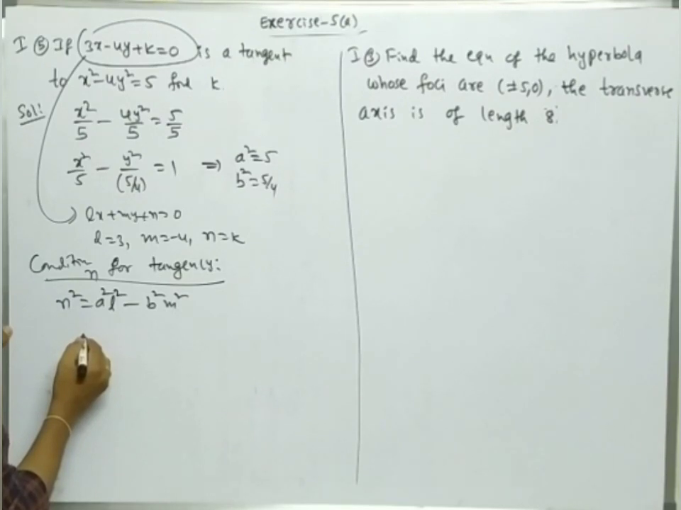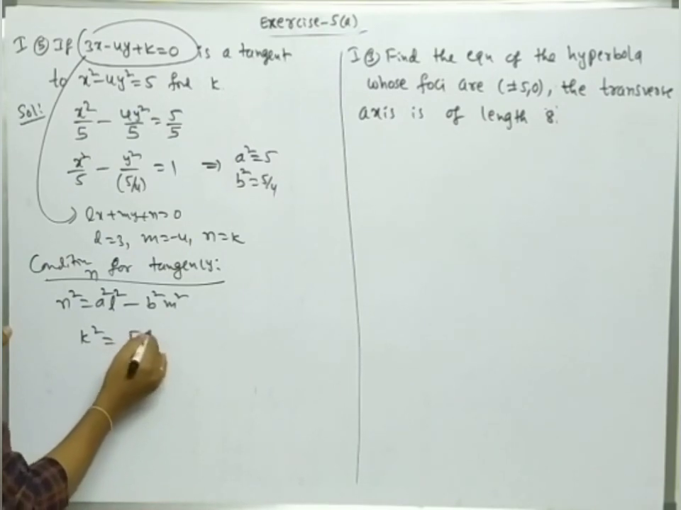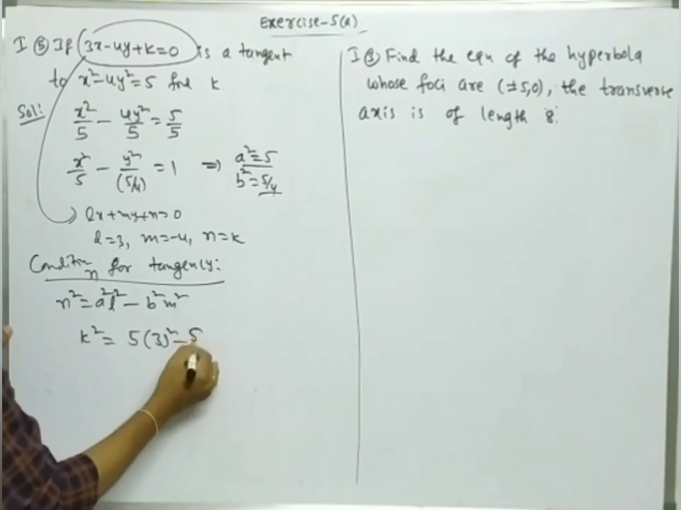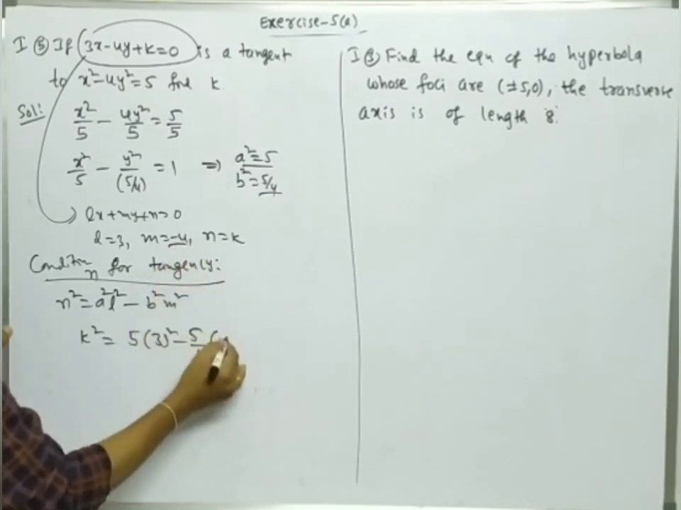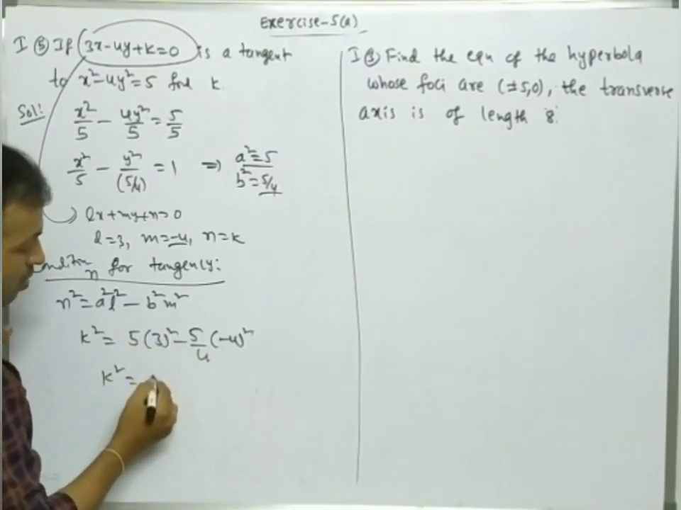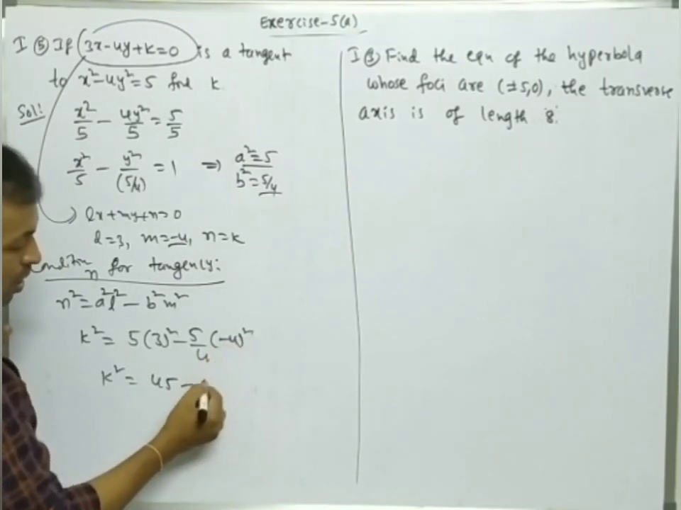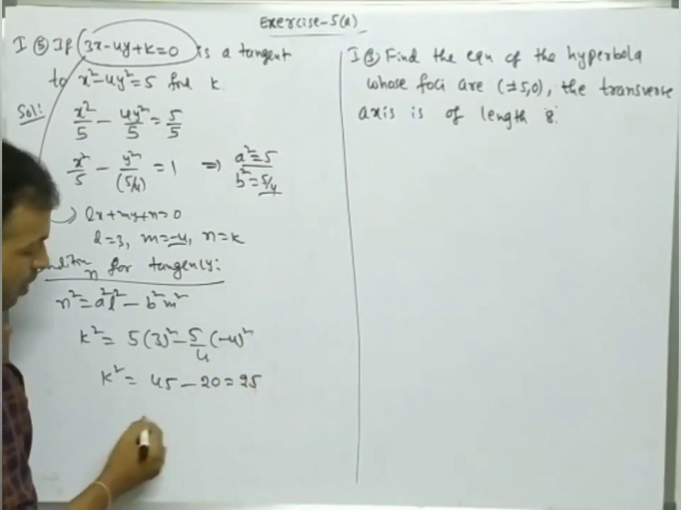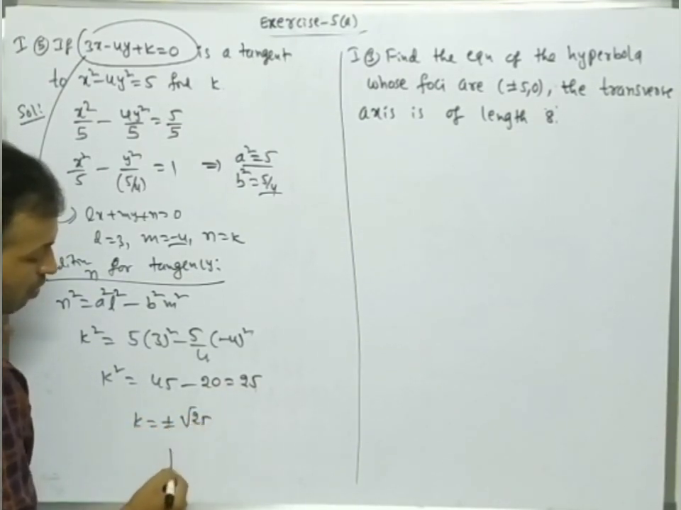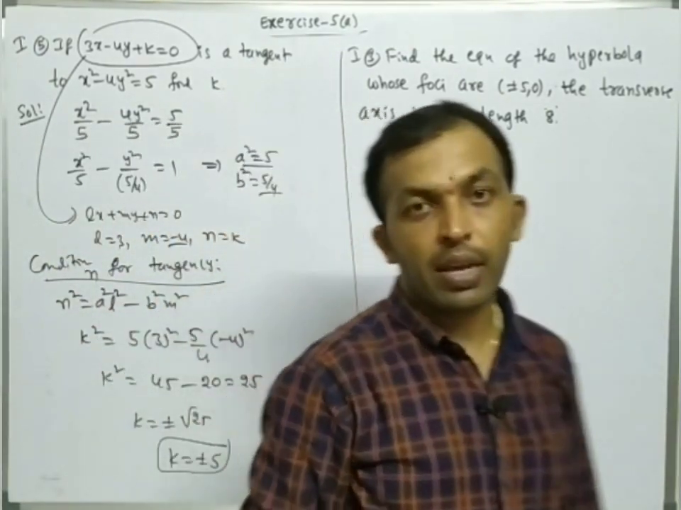So n square, what is n square? k square. a square is 5, l square is 3 square, minus b square 5 by 4 into m square, minus 4 whole square. So k square is equal to 9 into 5 is 45, 4 gets cancelled, 4 square 16, 4 into 4 is 16, 45 minus 20, this is equal to 25. So k is equal to plus or minus root 25. So finally k is equal to what? Plus or minus 5. Okay, like this we can find the k value.